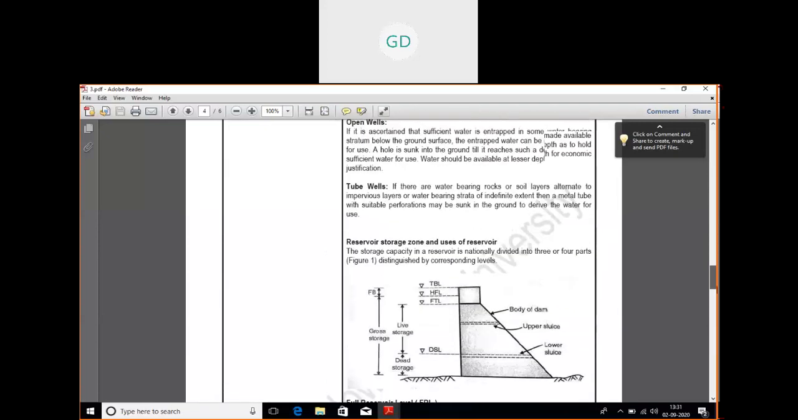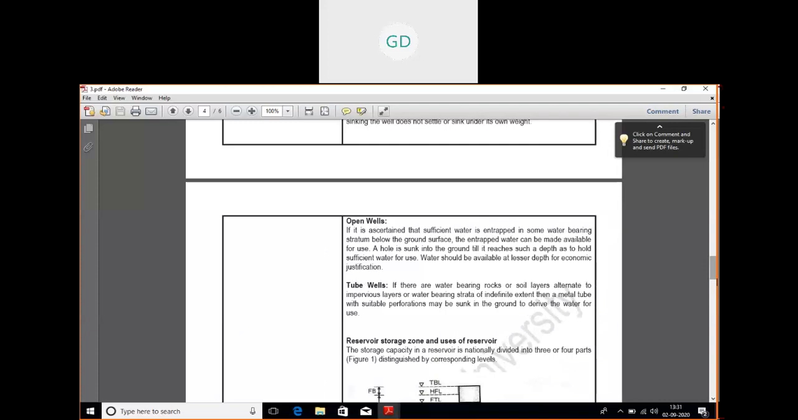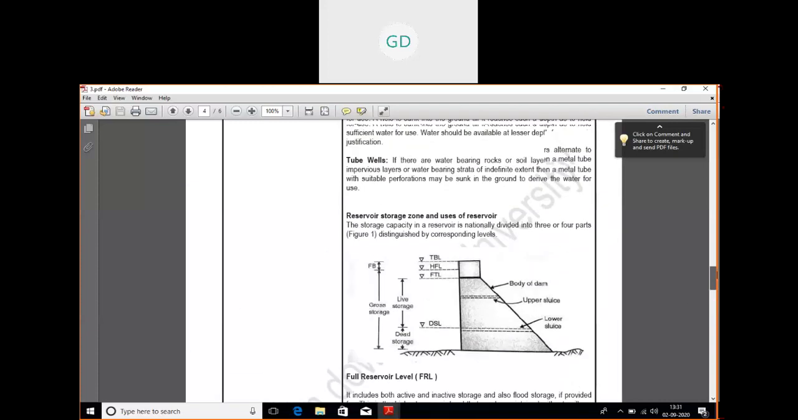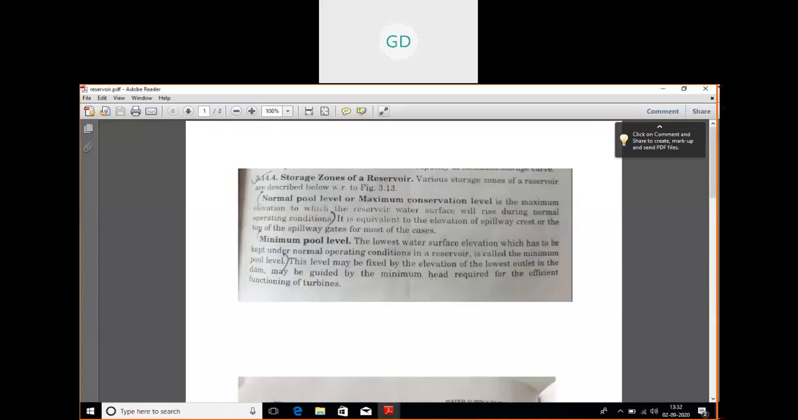How many of you know what is a reservoir? Do you people know what is a reservoir? Because we will be learning about the reservoir storage zone. We will be learning about the zones of a reservoir, but before learning about the zones, I think we should know what is a reservoir.